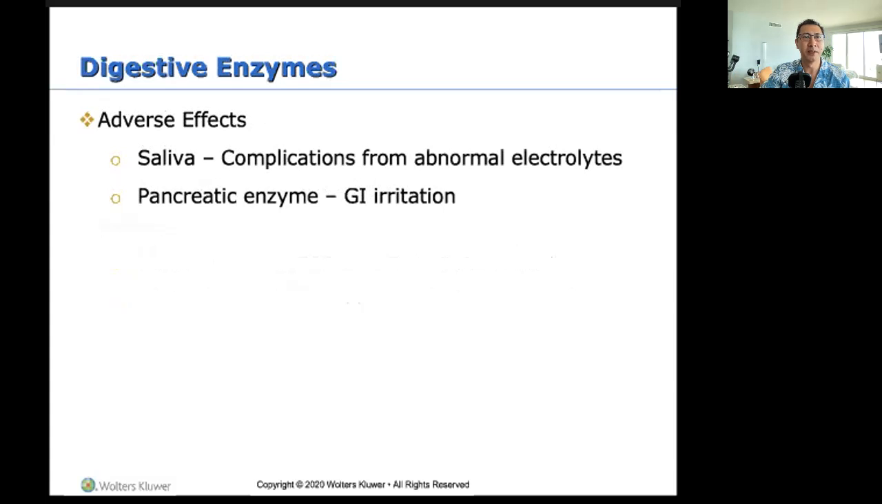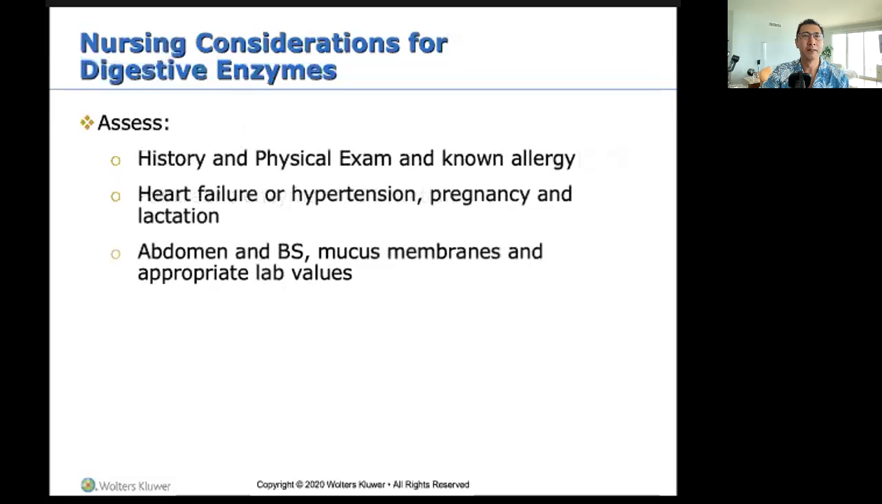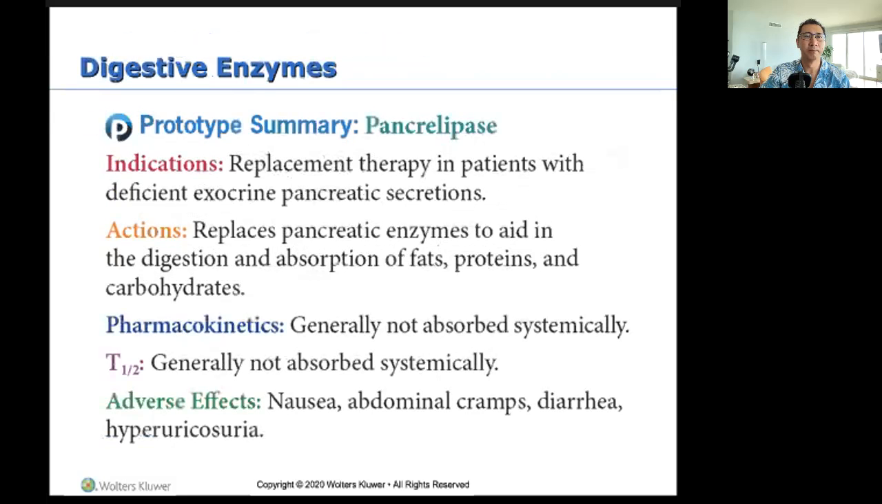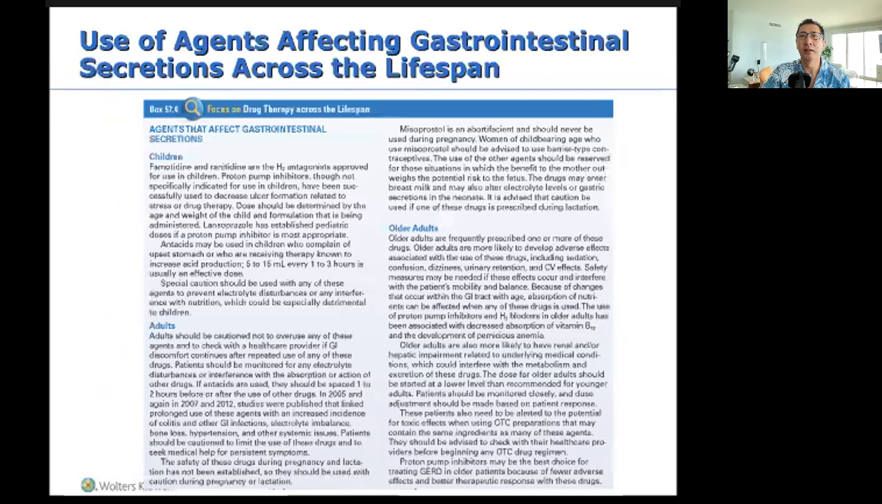GI irritation for the pancreatic enzymes. What do you need to know about these digestive enzymes as a nurse? Heart failure for the fake saliva. Everything else is about the same. Lab values: not much there for this one.